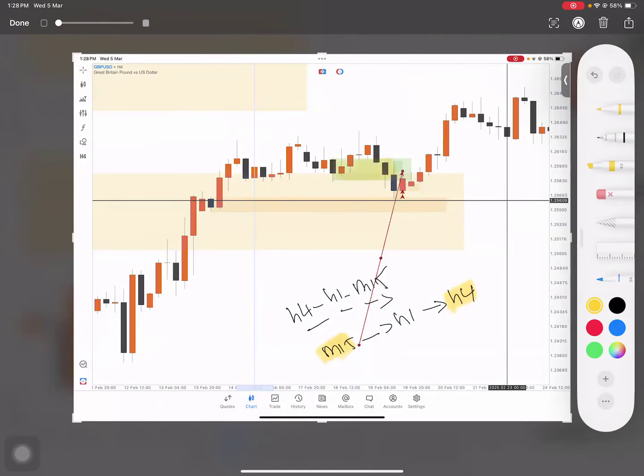Yeah, you start your analysis forward, but your roadblock check backward. You start the analysis forward, H4, H1, M15. For the roadblock, you go backward, like M15, H1, H4. Yes, exactly. We have to double check one by one.